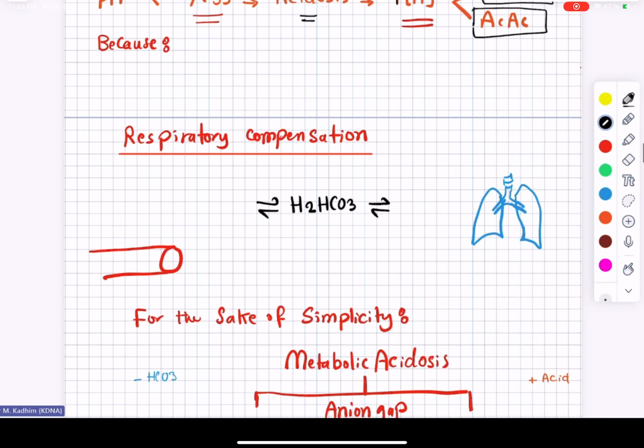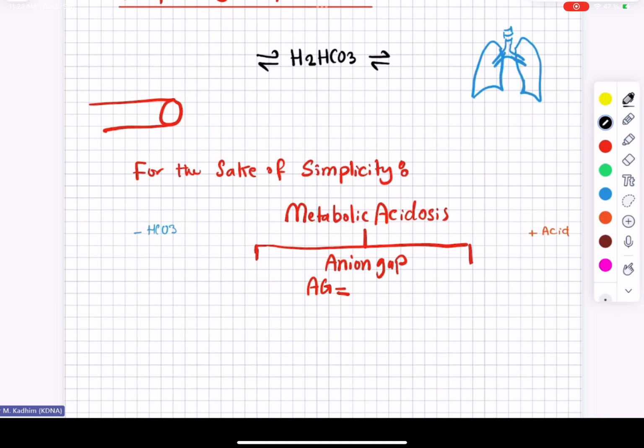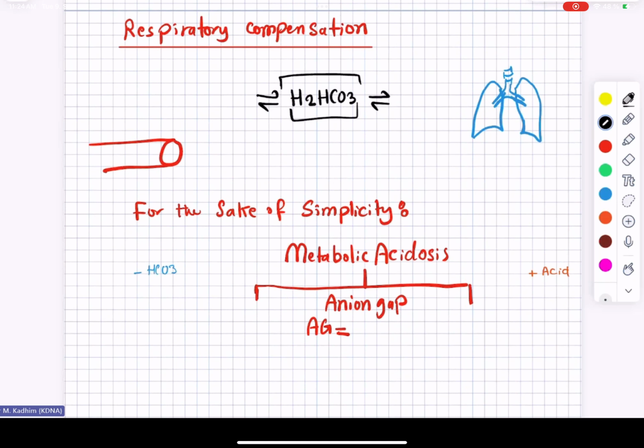And this will be compensated. So in case you have high hydrogen ions in the blood, the respiratory compensation will be hyperventilation, and this is explained why. Because we have what we call carbonic acid, the buffer for the hydrogen ions. It will be flowing in the blood freely and will be dissociated to H2O and CO2.